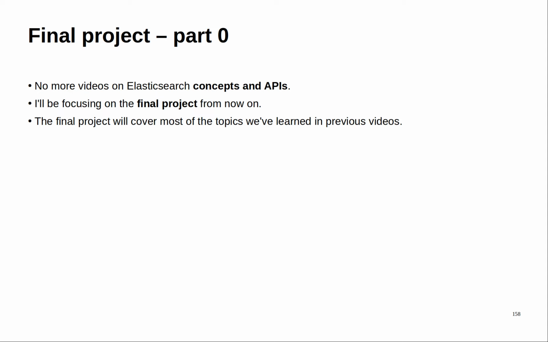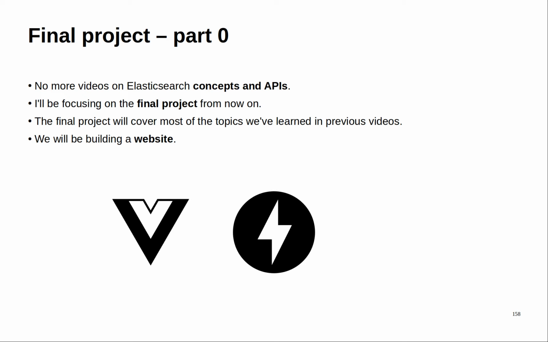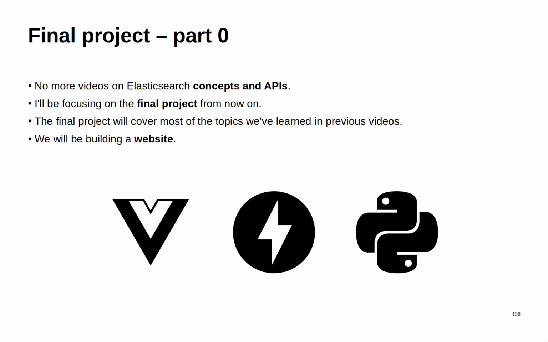It is designed to demonstrate how to apply what we have learned to a real-world project with actual data. The final project will involve building a website. We will be using Vue.js in the front end, FastAPI in the back end, and the search functionality will be powered by Elasticsearch, and we will be using Python for that. The project's primary focus will be on creating a rich and effective search experience using Elasticsearch.